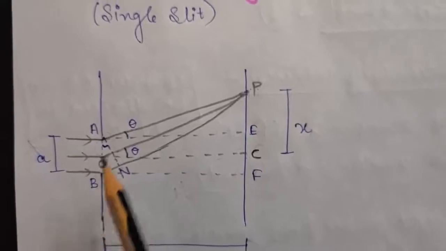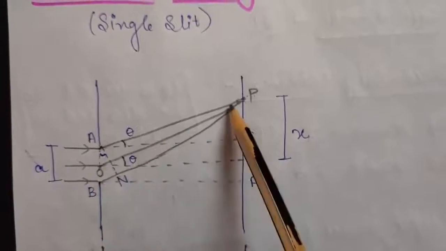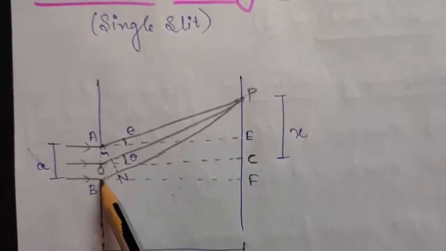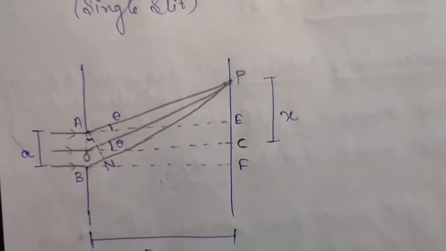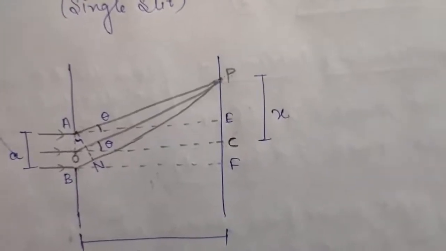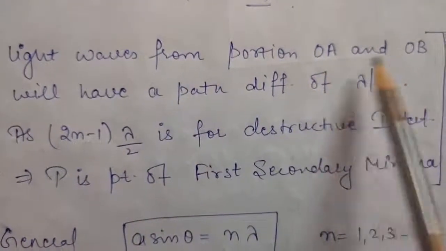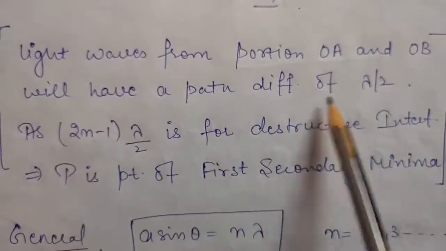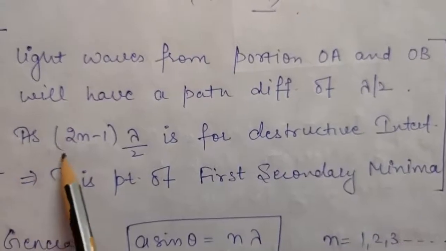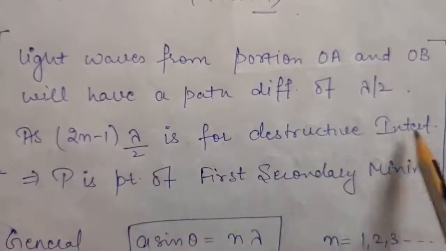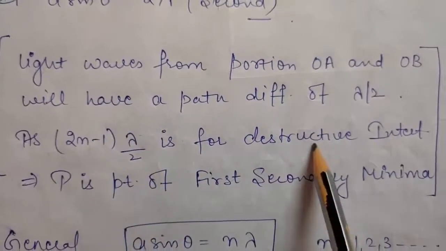So this means if any wave is coming from this portion OA and if any wave is coming from this portion OB, both of them will have a path difference of lambda by 2 between them, which I have written here. That is, light waves from portion OA and OB will have a path difference of lambda by 2. And as you have studied in interference, (2n minus 1) lambda by 2 is the condition for destructive interference.